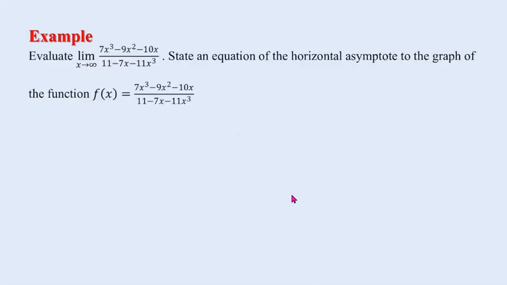Let's move on to example 5. Let's see what we have. Example: evaluate the limit as x approaches infinity of this function. Then state an equation of the horizontal asymptote to the graph of the function, the same function which is here. Okay, so let's get started first with the limit.